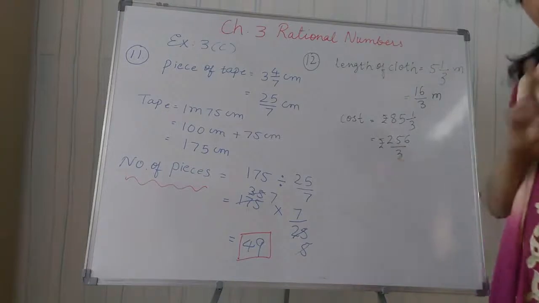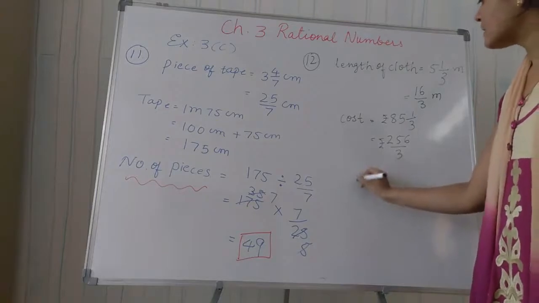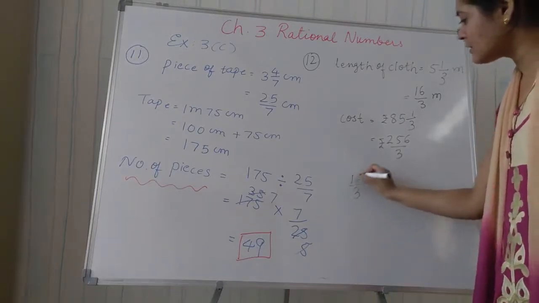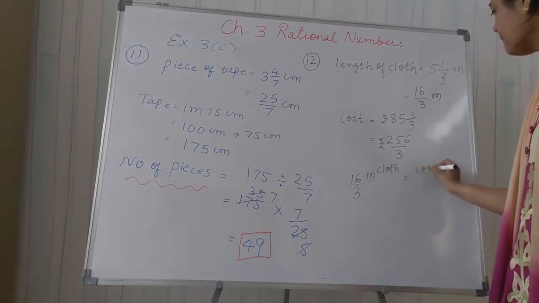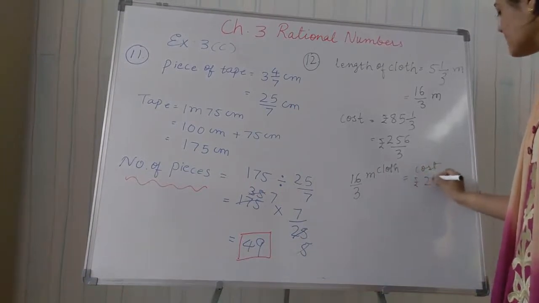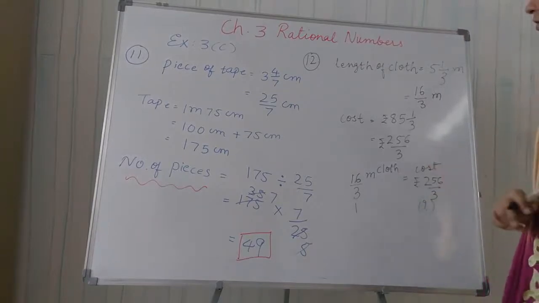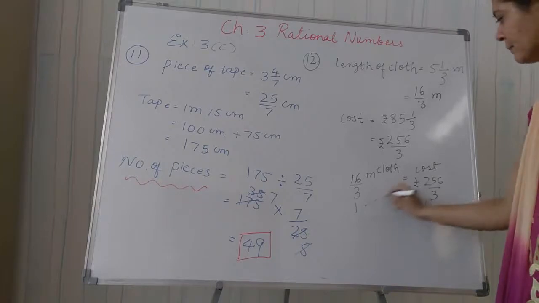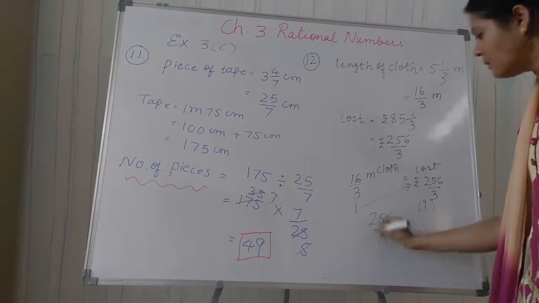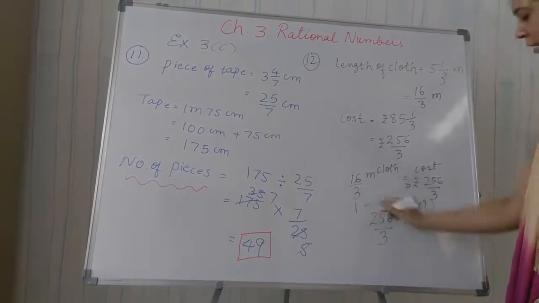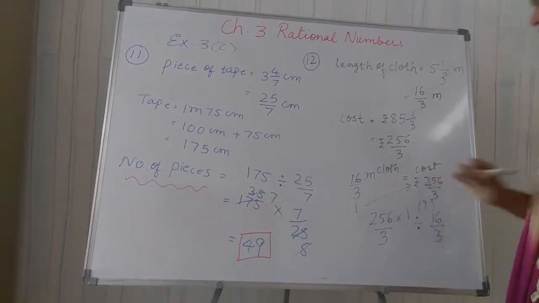Now we have to find 1 meter cloth cost. So for that I will put here that 16 by 3 meter cloth cost is rupees 256 by 3. So 1 meter cloth, how much cost? So in this way we have to multiply this and divide by this. So 256 by 3 multiplied by 1, divided by, so I put here division sign, 16 by 3 like this.